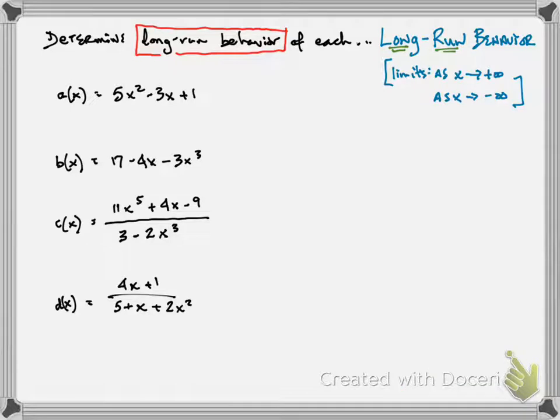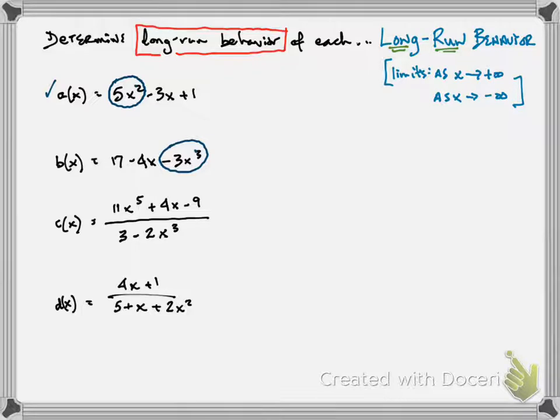And remember, the answer to a limit question is an output. It's what f of x approaches. So let's start with a of x equals 5x squared minus 3x plus 1. This is a polynomial, and for polynomials, if we want to answer long-run behavior, all we have to do is focus on the lead term of the polynomial. Keep in mind, the lead term might not always come first. Like in b of x, the lead term is negative 3x cubed. In a of x, it's 5x squared.